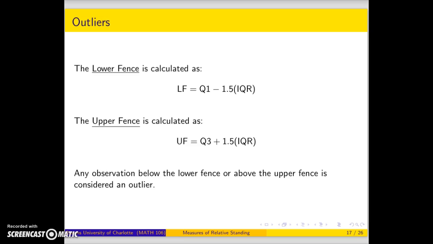So to calculate the lower fence, it's just Q1, the 25th percentile, minus 1.5 times the interquartile range. And it's always 1.5. That's how the formula is defined. Then the upper fence is just Q3 plus 1.5 times the interquartile range. You determine what's an outlier by looking at any observation in the data set that's below the lower fence or above the upper fence.